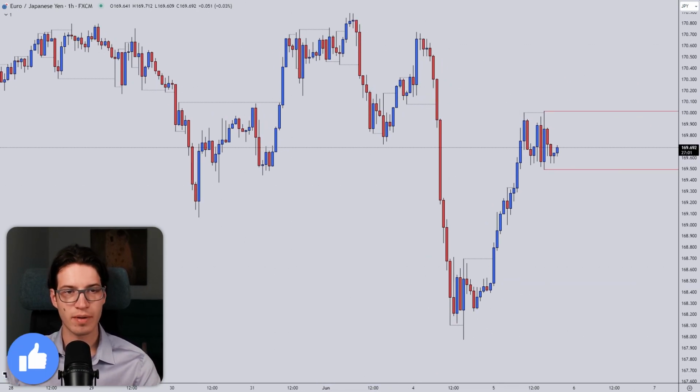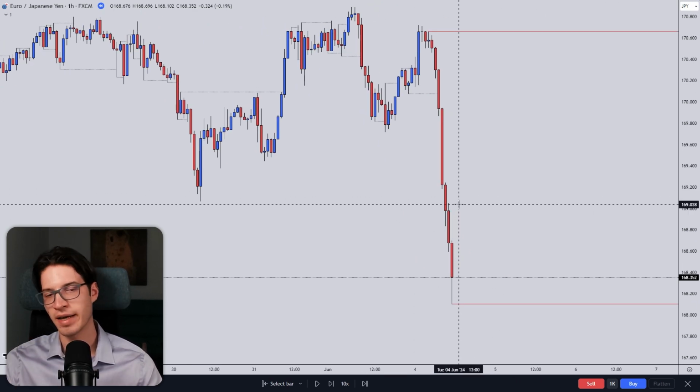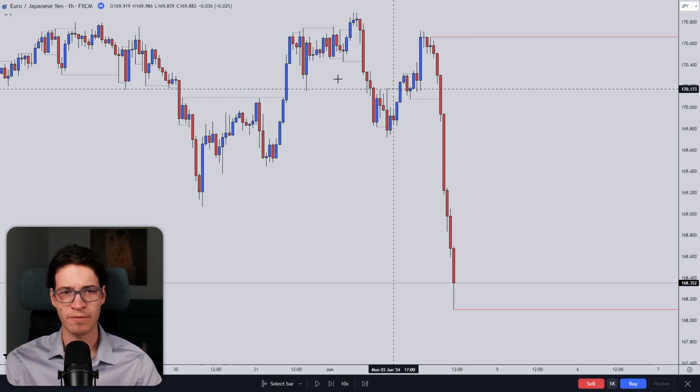We had a big drop, some big bearish momentum, which we can see right here, but again, no follow through. That's kind of the story from the last couple of weeks. We have some moves, but we just do not get any follow through, right?